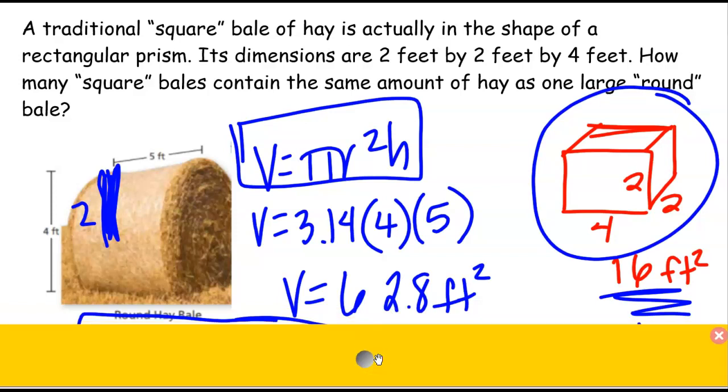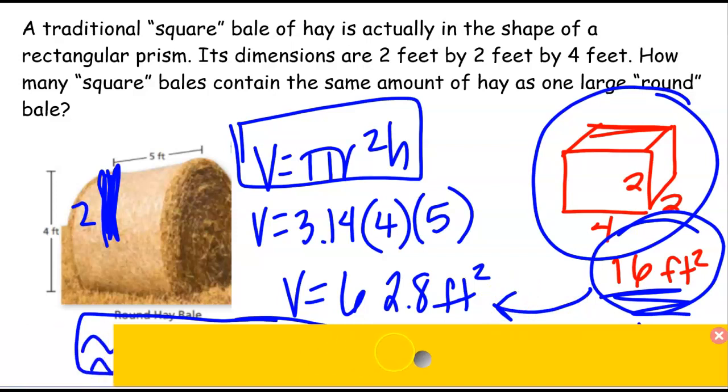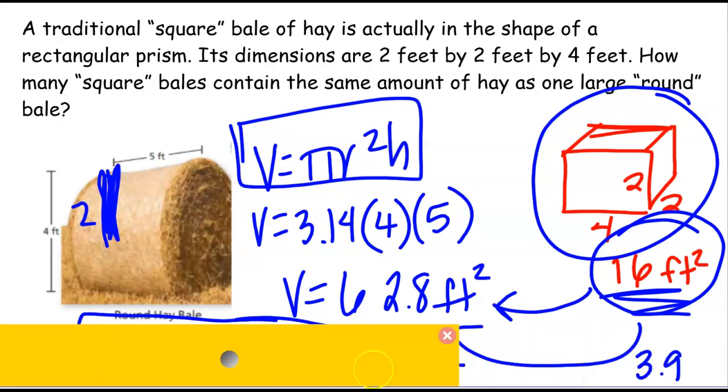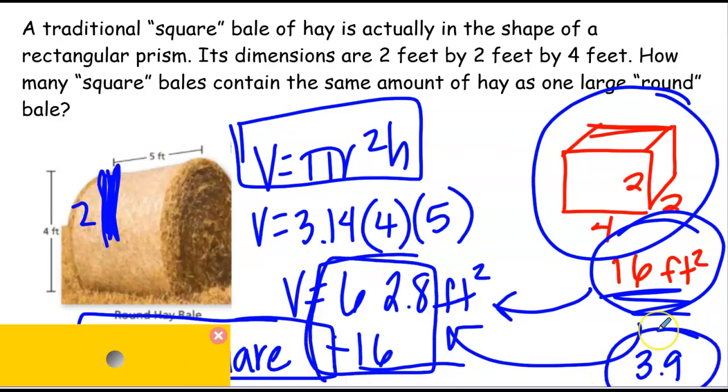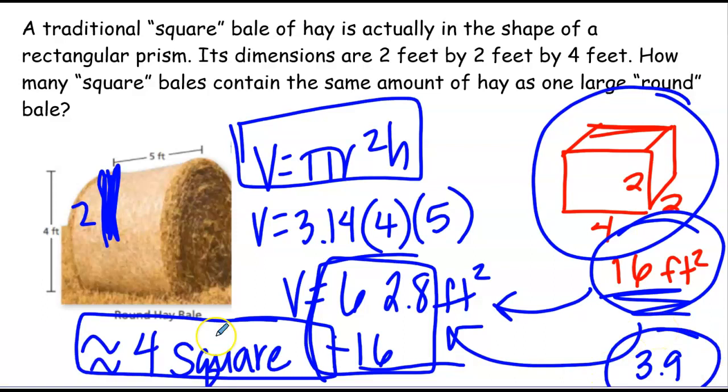Now it says, how many of these can fit into here? So I know that that's a division problem. So I'm going to take 62.8, and I'm going to divide that by 16. And you should get 3.9. Well, 3.9 is pretty darn close to 4, so we're going to do approximately 4 square bales of hay.